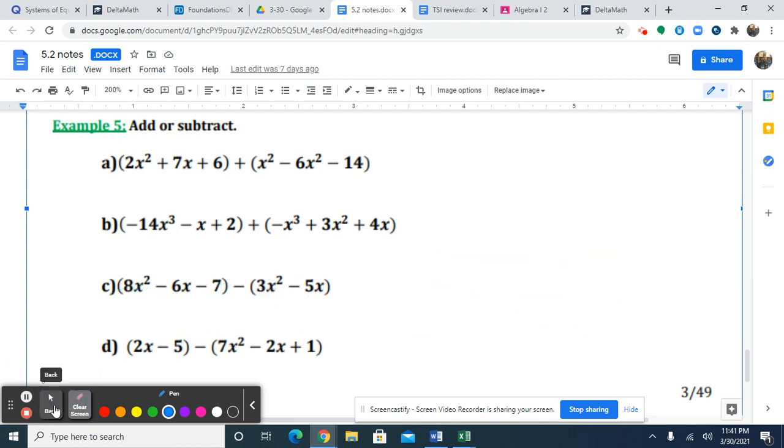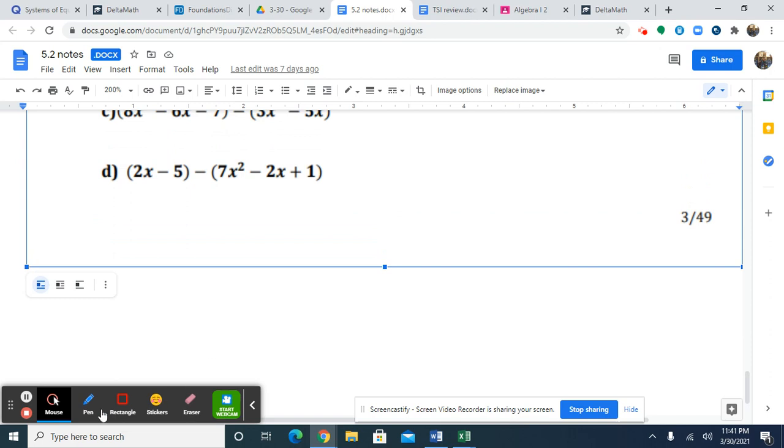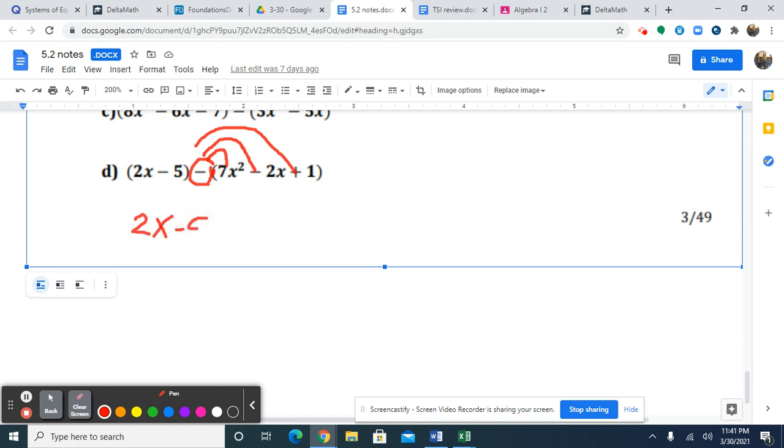Same process down here. We have that negative, which we're going to need to distribute. So negative 1 times 7 gives us negative 7x squared. Negative 1 times negative 2 gives us a positive 2x. And then negative 1 times positive 1 gives us negative 1.